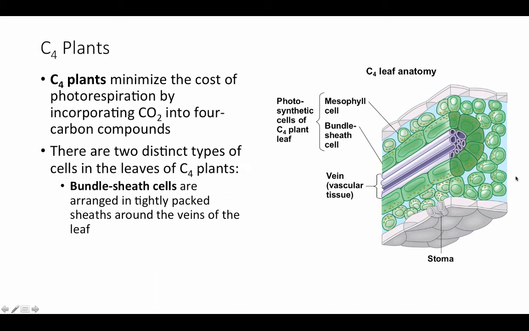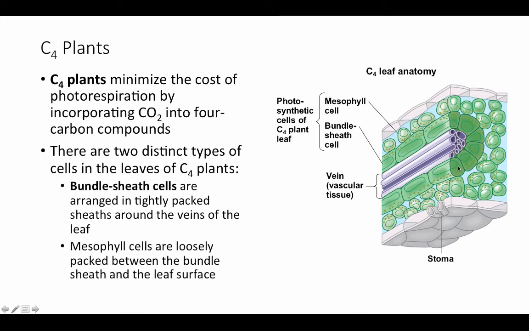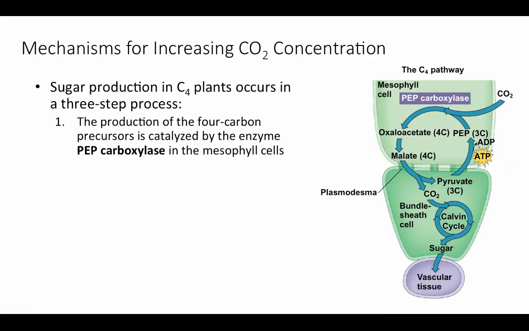The first type are called bundle sheath cells, and so they kind of bundle and form a sheath around the vascular tissue, these veins that run through the leaves, and they're going to be tightly packed around them. And then the other type of cell you're already familiar with, these are the mesophyll cells that are going to be loosely packed between the bundle sheath and the surface, always very close to the bundle sheath. They're never going to be more than 2 or 3 cells away from this bundle sheath, and we'll see why in a moment.